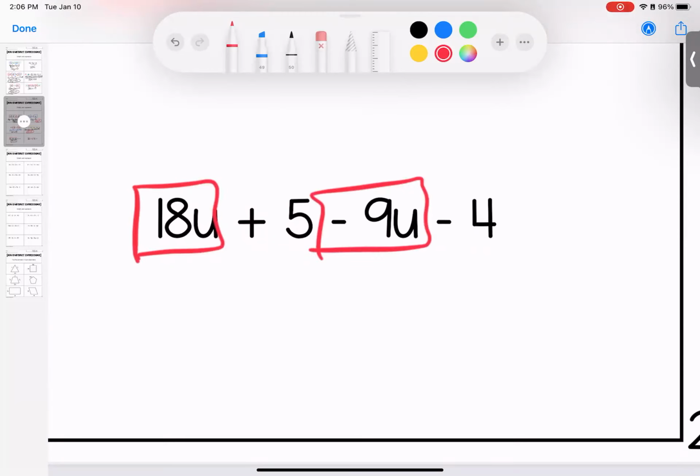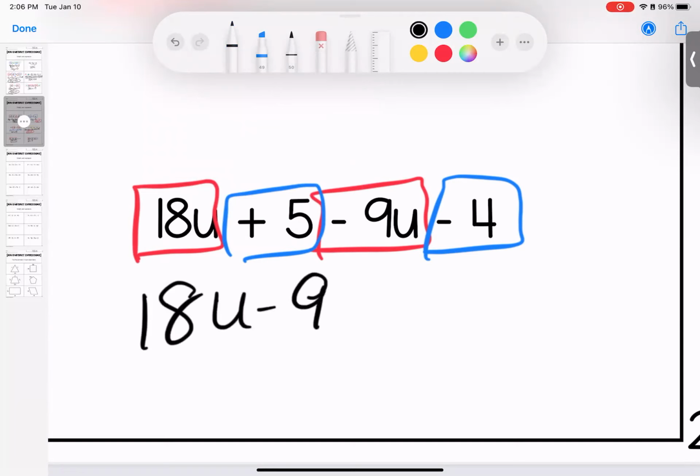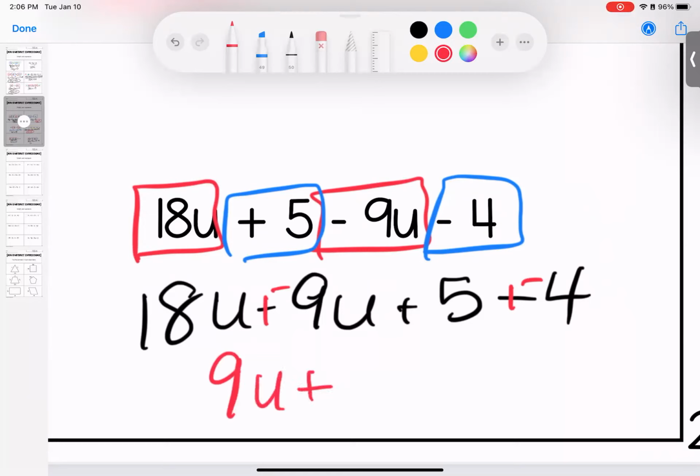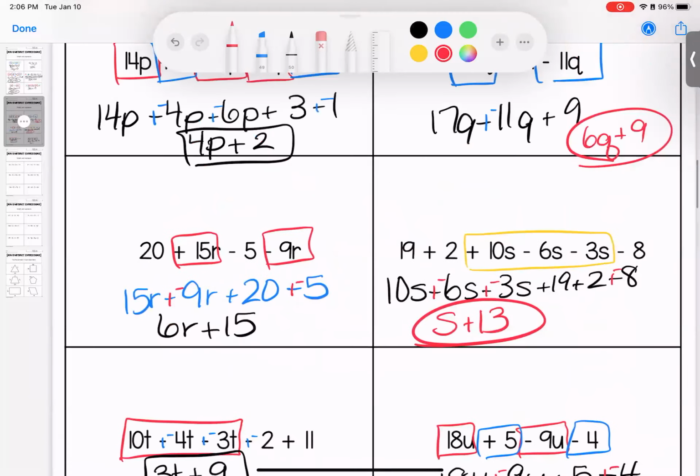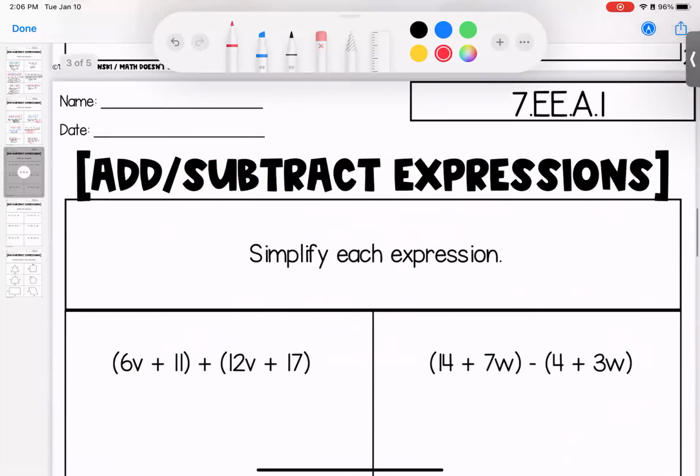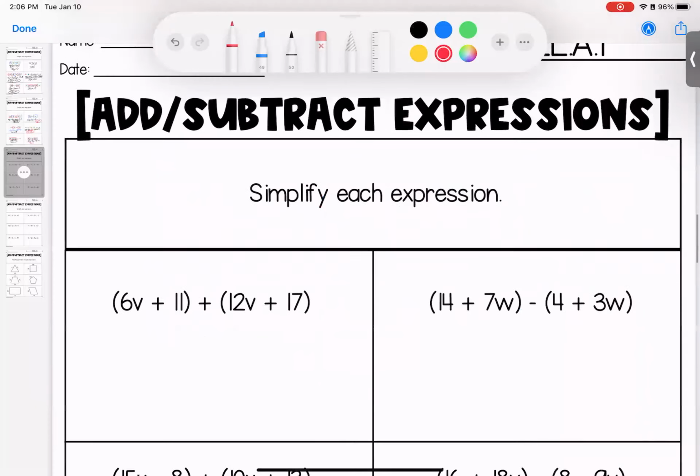Over here, like and like, 18u minus 9u, positive 5, negative 4. 18u minus 9u plus 5 minus 4. Keep, change, change, keep, change, change. 18 minus 9 is 9u. 5 minus 4 is 1. 9u plus 1. That's the end of page 2. If you have any questions, bring them with you to class.